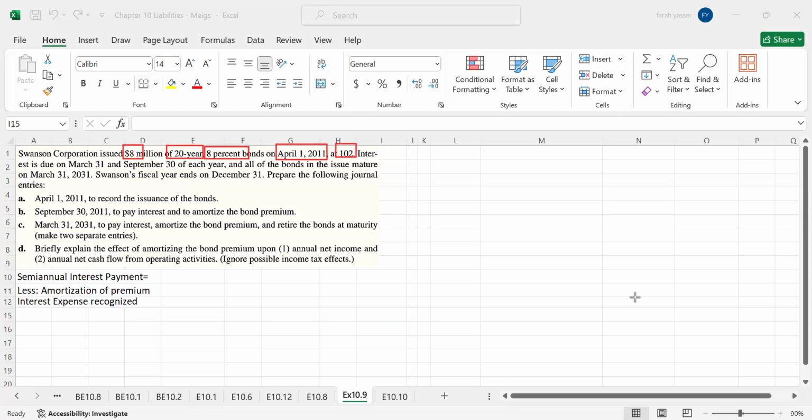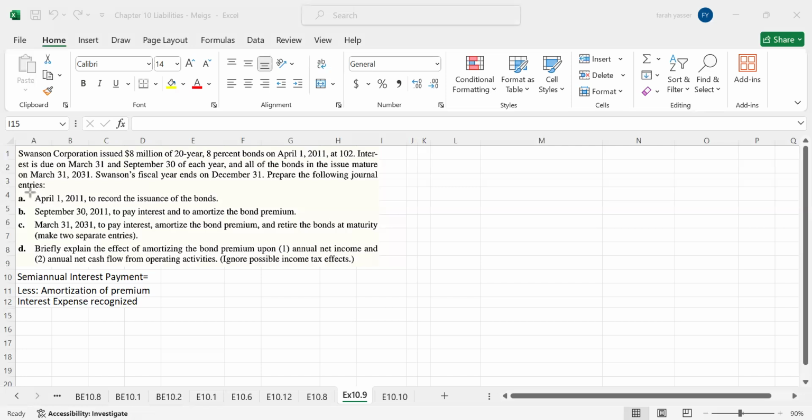102 means $100 bonds are issued at 102, which means this 2% represents that the bonds are issued at a premium. Interest is due on 31st March and September 30th, meaning two times a year, so the interest payments are semi-annual. The maturity date is 31st March 2030, which is after 20 years. The company's fiscal year ends on December 31st.